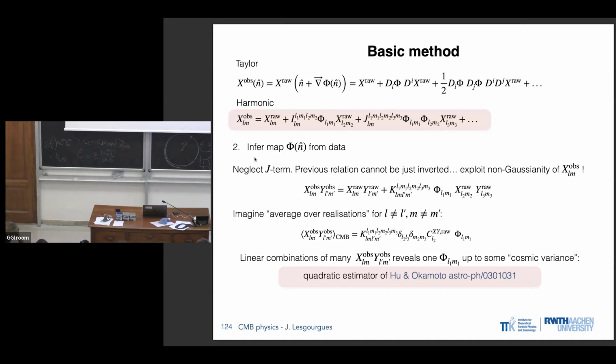So what you do is that you exploit the non-Gaussianity induced by weak lensing, because if I would take the CMB average for L and M different from L prime and M prime, if I did not have lensing, this term would vanish, right? Because if LM and L prime M prime are different, these two terms should be uncorrelated for a Gaussian field. But because I have lensing, I have introduced a non-Gaussian contribution. And so I exploit this non-Gaussian nature of the observed map to extract my phi LM. That's the idea.